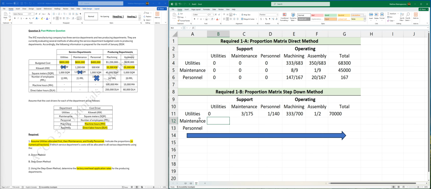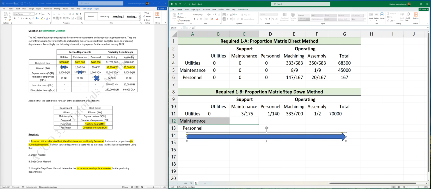Okay, now maintenance. Let's do the allocation for maintenance. Now, guys, maintenance. Do they ever allocate anything to utilities? The answer is no, because you can't allocate backwards. Remember, you're building your staircase like I showed earlier. So maintenance isn't going to allocate to utilities because maintenance comes after utilities in the step-down method. They come after on the staircase.